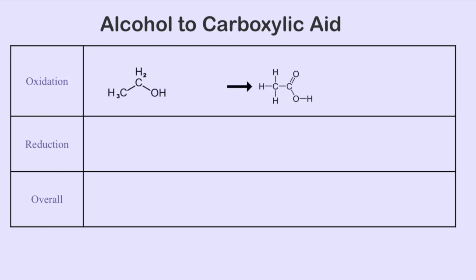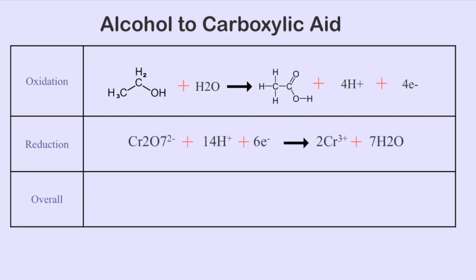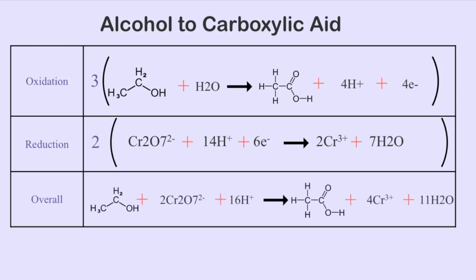A carboxylic acid has more oxygens than an alcohol, so this time we must balance the oxygens with water on the reactant side. As a consequence, we also need to top up the hydrogen ions and electrons as products. If we had used potassium dichromate as the oxidizing agent, as shown here, then we will need to balance the electrons by multiplying the oxidation half equation by 3 and the reduction half equation by 2. Once again, we can combine them together and make an overall redox equation.